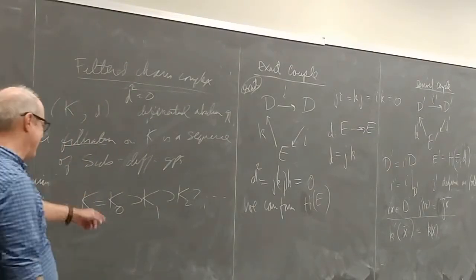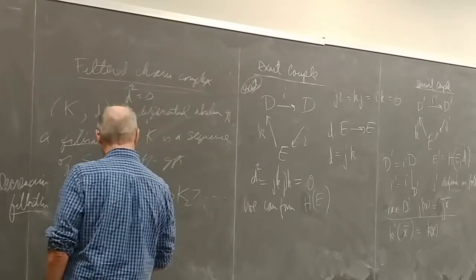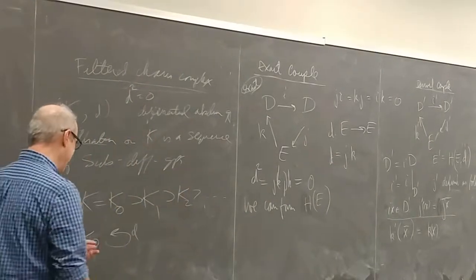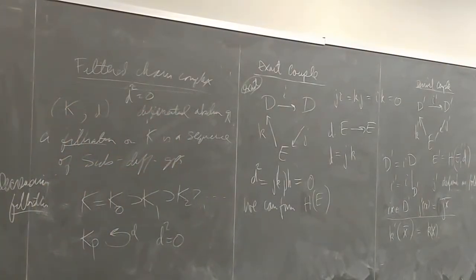And so each one of these, each K_p, is a subcomplex. So D restricts to K_p to give a differential on K_p. Okay, so that's what we mean by a filtered differential abelian group. Now a filtered differential abelian group gives you an exact couple, and that in turn gives you a spectral sequence, and that's not too hard to see. So let's do that next. So that's one common way we get exact couples.